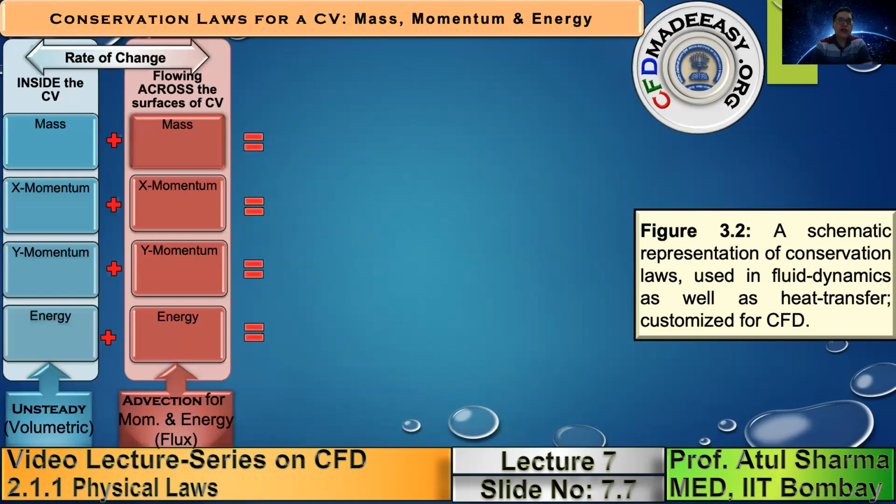So let us start with conservation laws. There are 3 conservation laws, which state that the rate of change of mass is equal to 0, the rate of change of momentum is equal to force, and the rate of change of energy is equal to the total heat gain by conduction and volumetric heat generation.